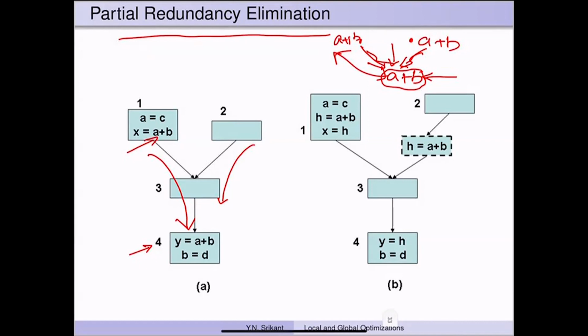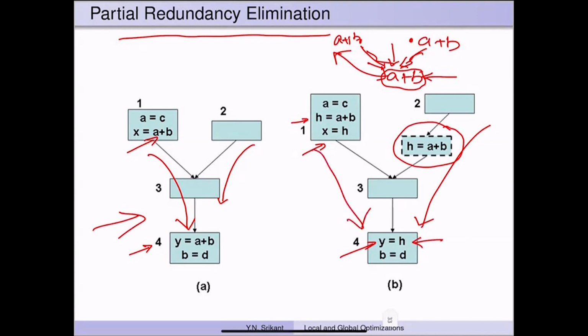When there is such a partial redundancy, the only way to eliminate it, of course, we do h equal to A plus B and x equal to h. This is as before, and y equal to h as before. But this h equal to A plus B will have to be introduced into this path. Otherwise, if we change this code as it is, it will be incorrect. If we introduce h equal to A plus B here, then along this path we have a computation of A plus B by the time we reach here, and we can say y equal to h. And along this path also we have h equal to A plus B computed before. So we can say y equal to h. So the correctness of the transformation is guaranteed. This is called partial redundancy elimination.